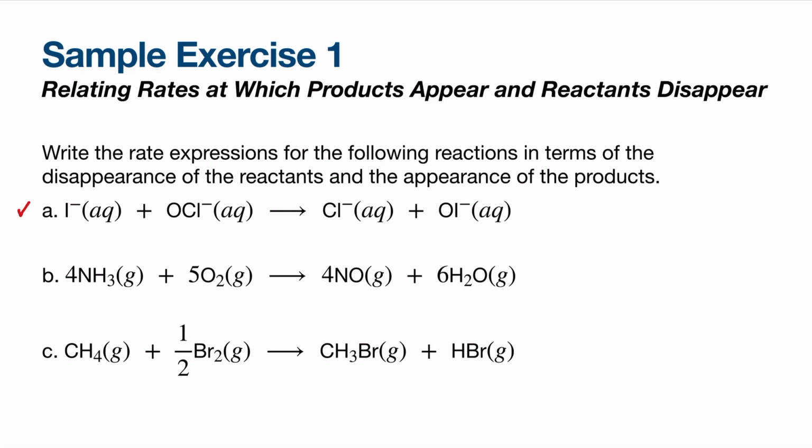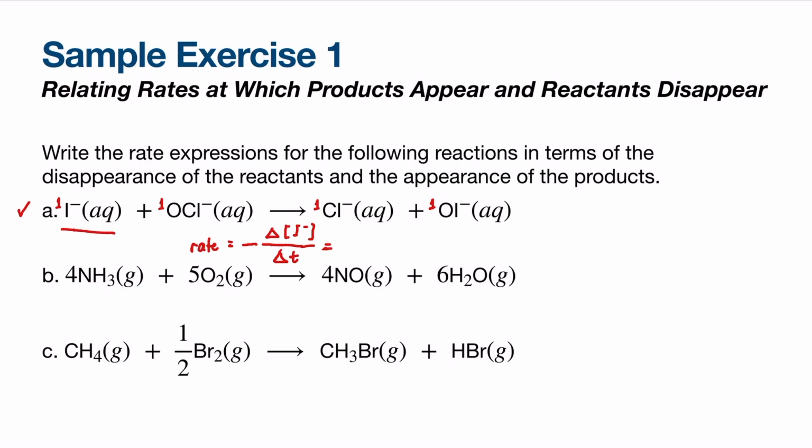So for letter A, because each of the stoichiometric coefficients is equal to 1, for iodide ion it's 1, for hypochlorite ion it's 1, for chloride ion it's 1, and for hypoiodide ion it's 1. So therefore, we could write the rate expressions as rate is equal to, for this reactant, the iodide ion, negative change in the concentration of iodide ion divided by the change in time.